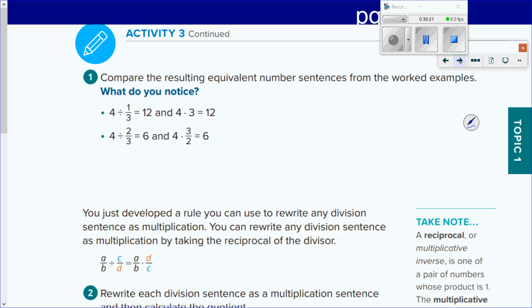So let's look at our results from the number sentences. What did we see? 4 divided by 1/3 was 12. And kind of what Austin was just saying, he said, well, I saw that as 4 times 3 is 12. 4 divided by 2/3 is 6. 4 times 3/2 is 6. So we're seeing that same result by multiplying by the inverse, aren't we? Good.